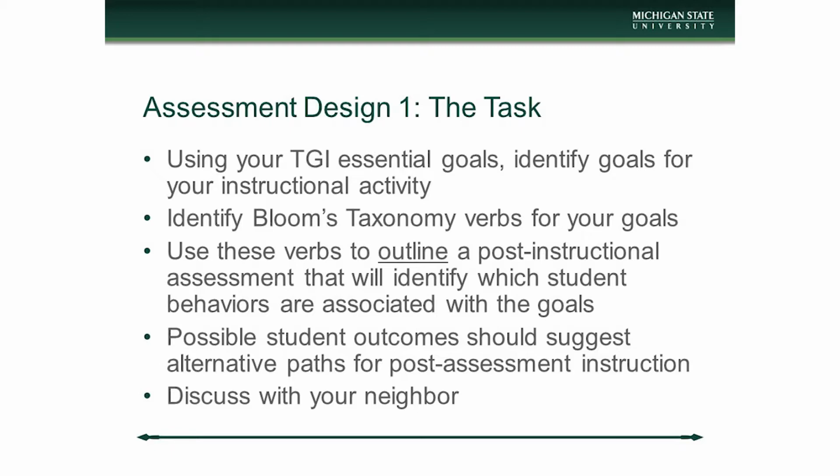Just draft an outline that's meaningful to you of what that post-instructional assessment will look like and how you would identify the different student behaviors that would be associated with those goals. Remember, the students are behaving, but we have to make those inferences about their cognition. So what behavior can we ask the students to do that we can make a meaningful and justifiable inference about the cognition that says it aligns with that?